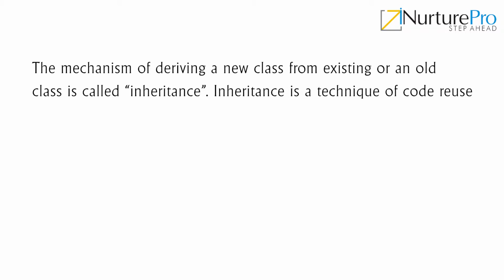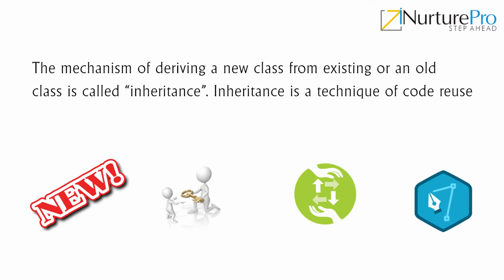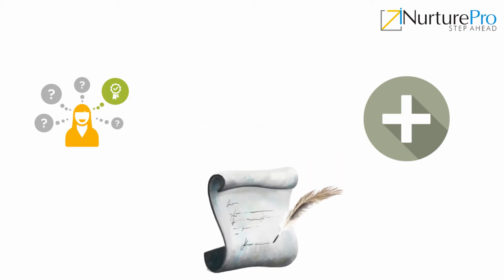The mechanism of deriving a new class from existing or an old class is called inheritance. Inheritance is a technique of code reuse. It also allows us to extend existing classes by creating derived classes. The idea of inheritance implements the is-a relationship. Inheritance is a concept where one class inherits all the properties of base class in addition to its own details or properties. The mechanism of deriving a new class from an old one is called inheritance.